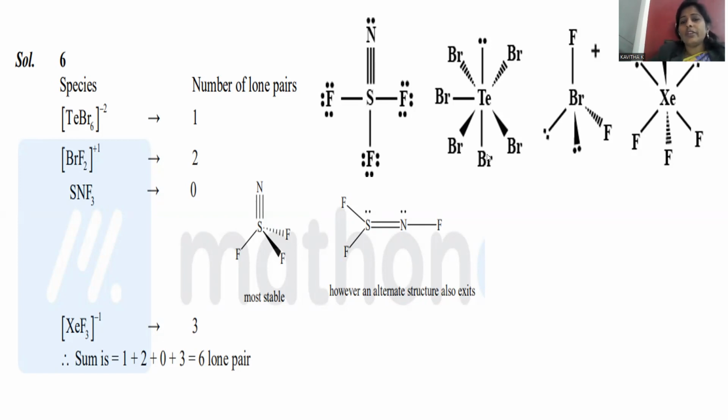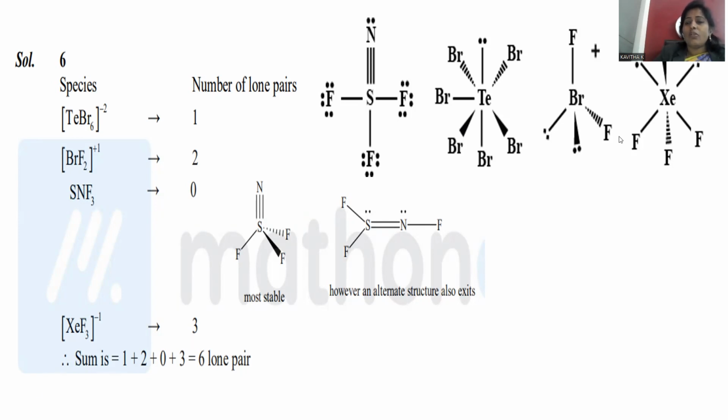If you go with the tellurium hexabromide complex, it is accompanied by one lone pair, so let me mention only one. Then the bromine difluoride angular complex has two lone pairs of electrons, mentioned with two. With SNF3, you can't find any lone pair on the central sulfur atom, so it will be zero. Xenon trifluoride has three bonded and three lone pairs of electrons. It is taken as three.